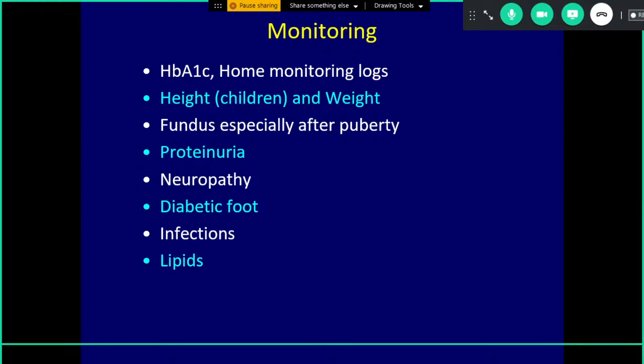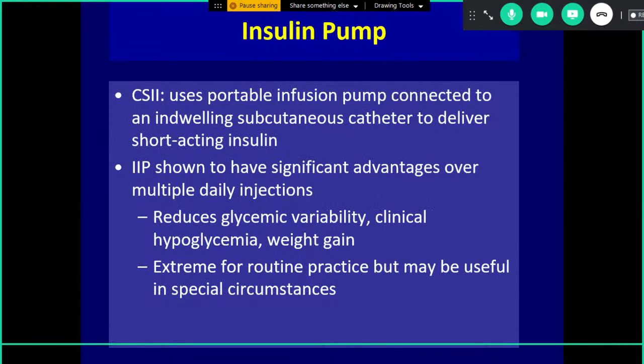You must monitor for proteinuria, you must monitor for neuropathy, and you must be careful about lipids and any cutaneous infections. I won't tell you much about the pump except that it's a useful device, very expensive, even with the changes. The sort of pumps that you get: one is in which there's no automation except that you have got to feed in all the rates. And in other instances, you can actually combine the pump with a continuous glucose monitoring system.